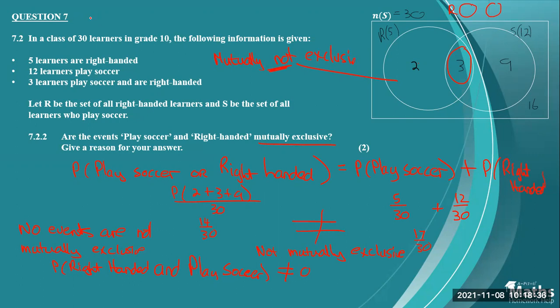So mutually not exclusive, the formula looks like this. So this is mutually exclusive, and mutually not exclusive will look like this. The probability of playing soccer or being right-handed will be equal to everyone that plays soccer plus everyone that's right-handed minus the overlapping, minus the probability of the right-handed and those playing soccer, right? So that's the other formula.